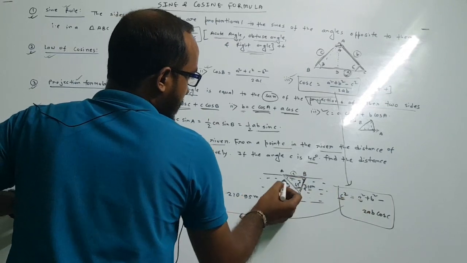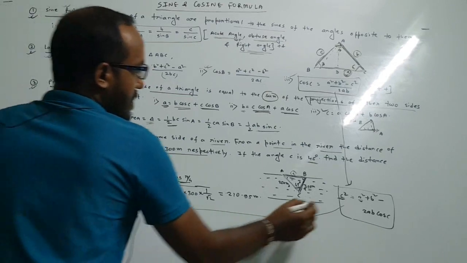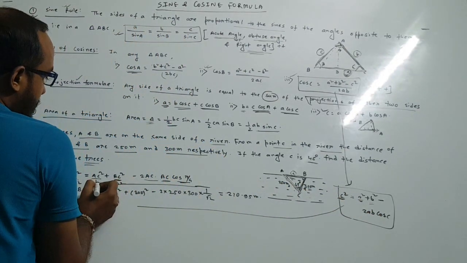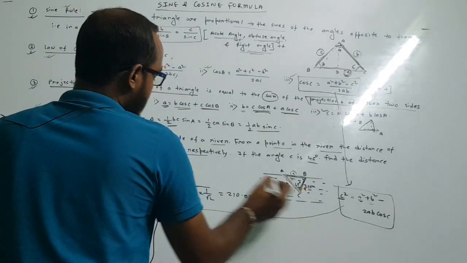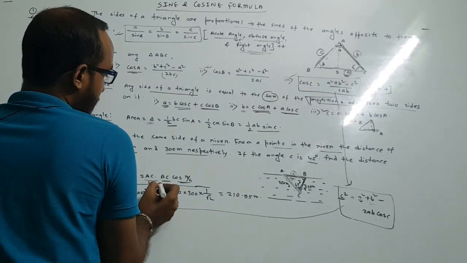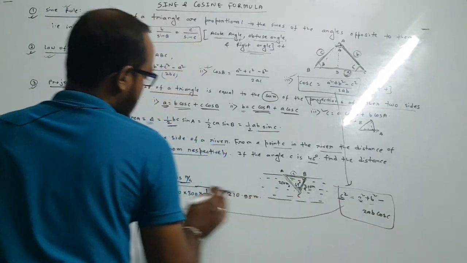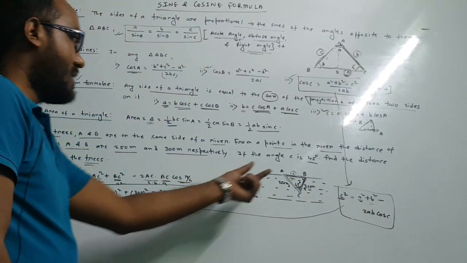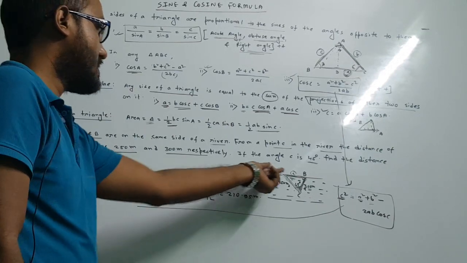Now what is A square? A square is BC square. What is B square? B square is AC square, minus 2AC. AC is B. That means 2B into BC. BC is A. So 2AB cos C, cos of angle C. So you can apply this formula directly here to find out the distance between AB.